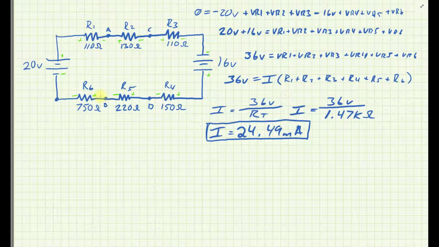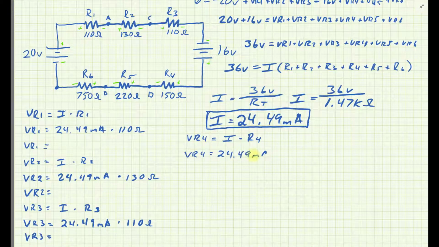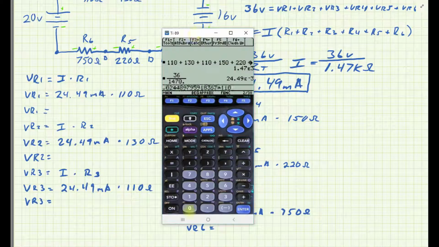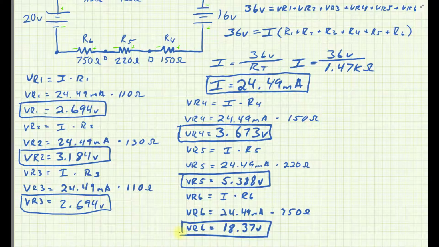Okay, so let's figure out what that C to D voltage is. The first thing I need to do is solve all of my resistor voltages. So let's just do that. Alright, so I've got all my voltages solved. Now at this point I need to analyze the circuit so I can figure out what my C to D voltage is.